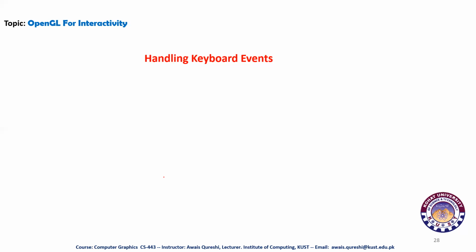So now let's move on to another topic, which is how we handle keyboard events. I hope that you have understood the basic concepts of image processing, how we do image processing, and what the phases of image processing are. These are the basic concepts of image processing, and we are using these concepts in computer graphics as well. So let's move on to another section, which is handling keyboard events and mouse events with OpenGL.